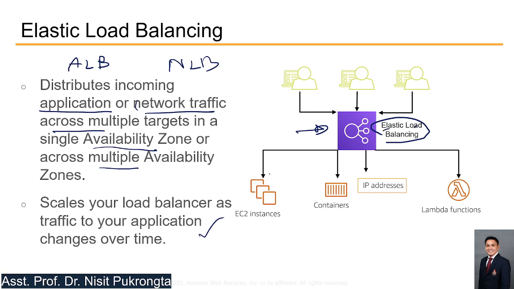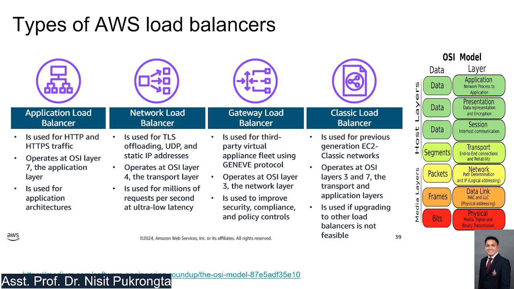Here we can manage EC2, containers, IP addresses, and Lambda functions. This is an example of the load balancer. This slide shows the types of AWS load balancer. We have four types. First is the Application Load Balancer, we call ALB. Next is NLB, the Network Load Balancer, then the Gateway load balancer, GLB, and the Classic load balancer.